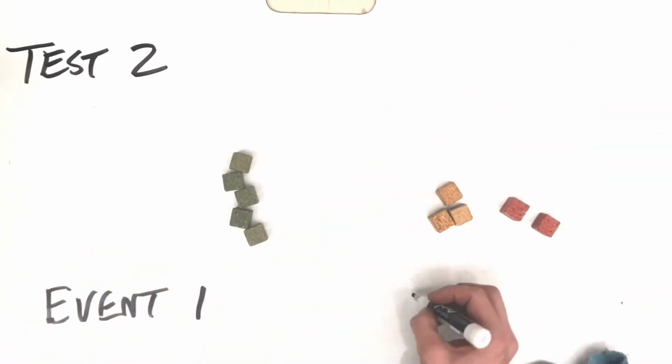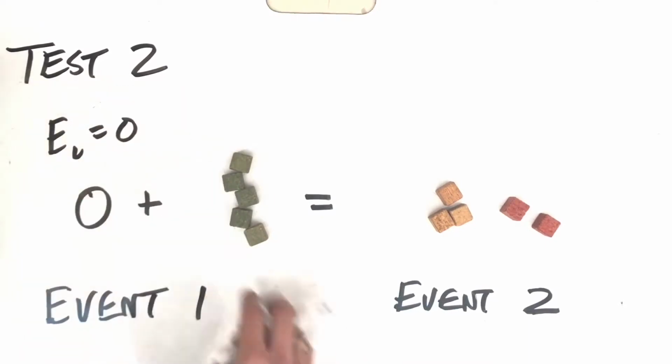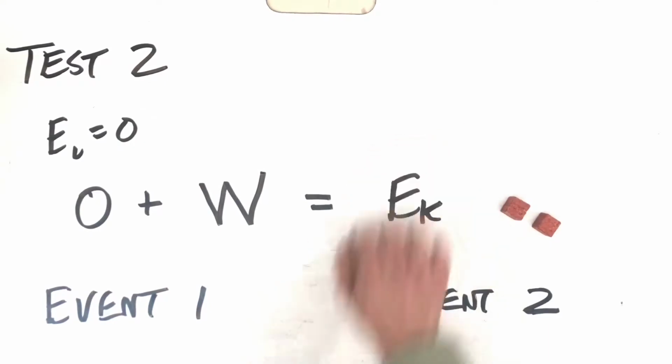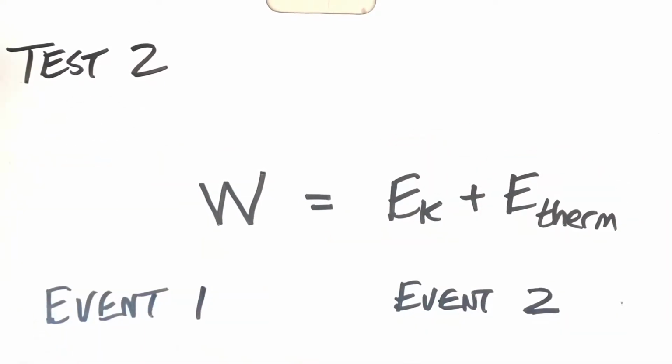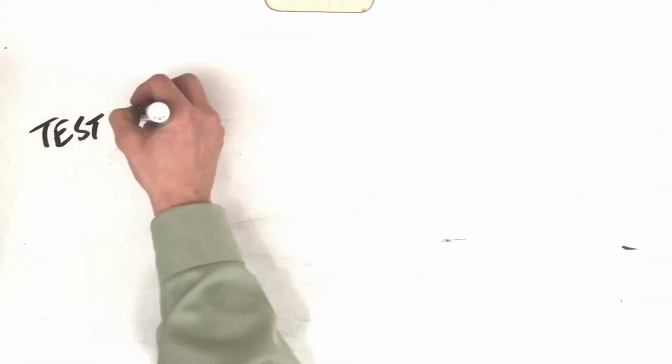So no internal energy, no storage mode account at all. So initial energy is 0. So we have some W, some work, and it's going to become the kinetic and thermal energy we saw before. Notice we don't really have to put a number on the work. We're just going to put the numbers on the other ones.